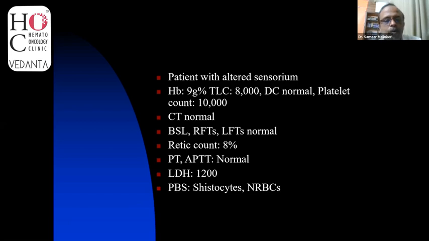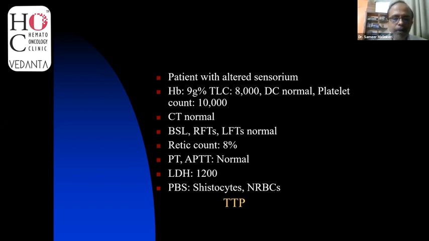Okay, you look at his biochemical parameters; they are all normal. The retic count is 8%. Okay, so there is thrombocytopenia, and there is anemia, and there is a raised retic count. You do a PT, APTT; these are also normal. LDH is raised, and the PBS shows schistocytes, right, and NRBCs. What is this condition? This condition is TTP, thrombotic thrombocytopenic purpura, something which you can never miss.